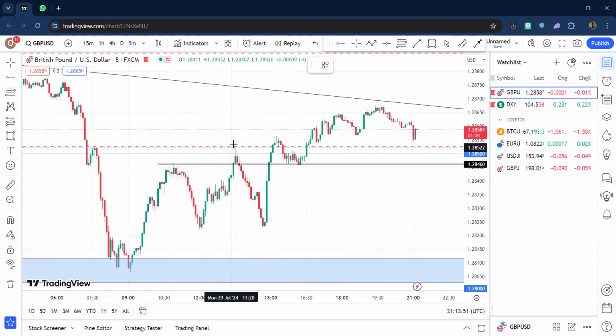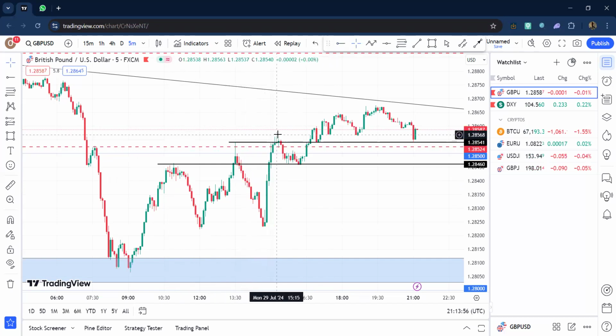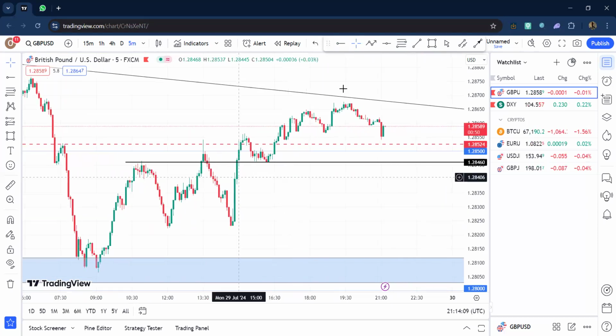Then, look at this. Immediately it broke and came back in. That's when you get your discount price. But it didn't come back here, so you didn't take this trade. So most times you're supposed to identify what type of market you are in.